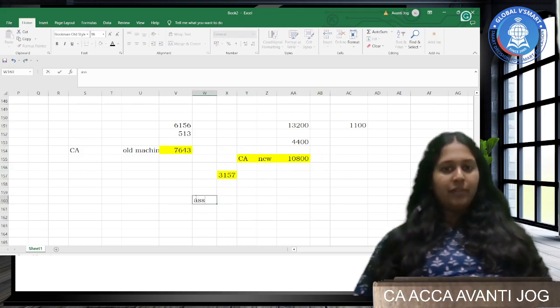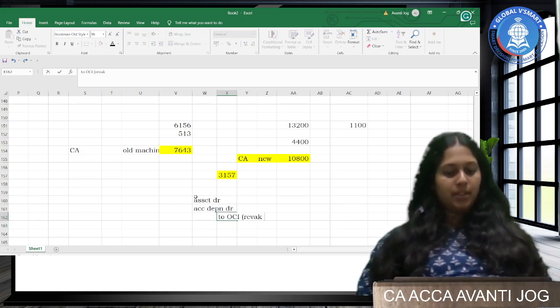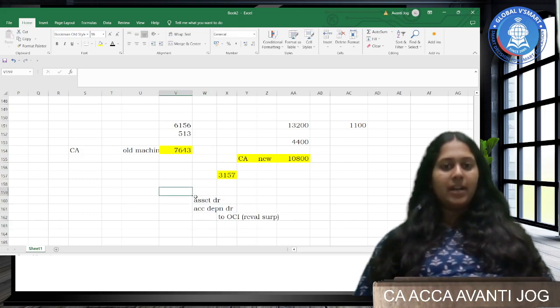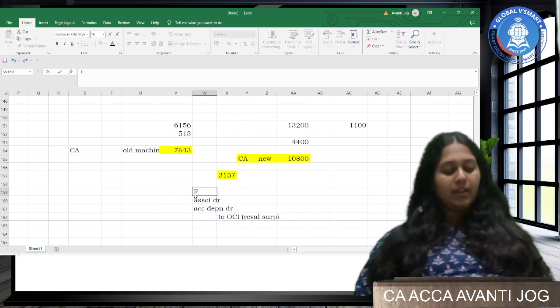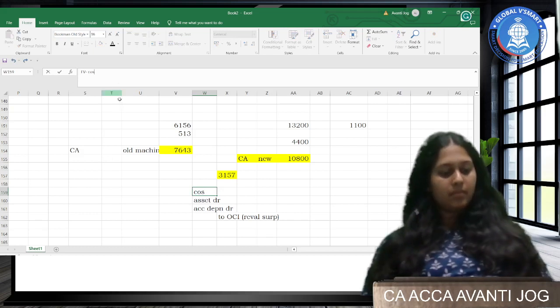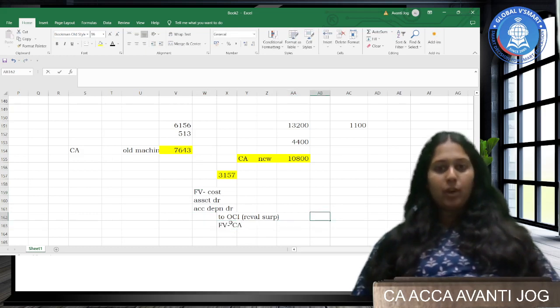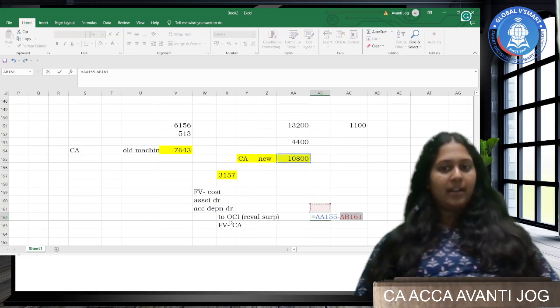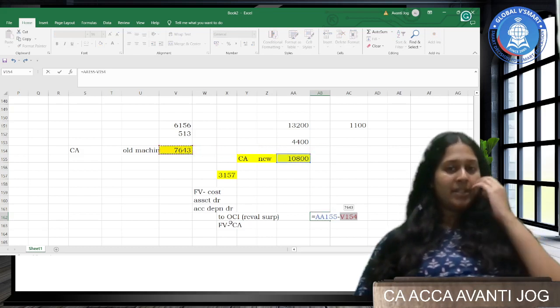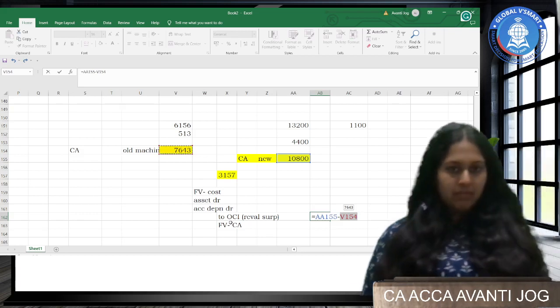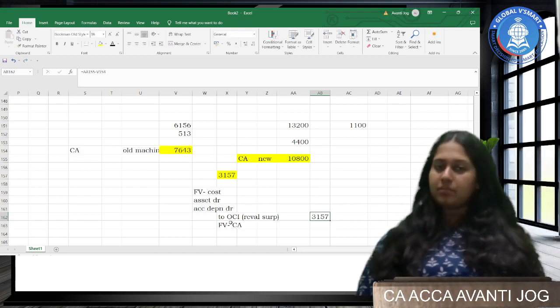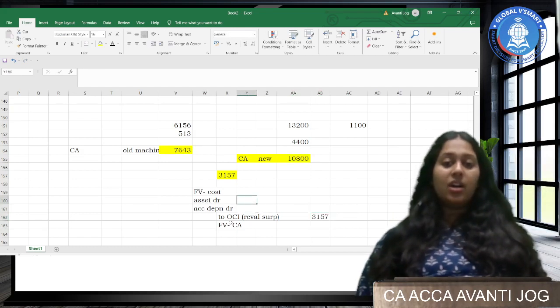Okay, I can pass an entry for you: asset account debit, accumulated depreciation account debit, to OCI, which is revaluation surplus. Asset account debit is fair value minus cost, accumulated, I'll tell you how to do it. And OCI is fair value minus carrying amount. So OCI I have already calculated. What is the fair value? 10,800, because the new machine is taken as per 4 years. And the old machine is 7,643. So this is 3,157.